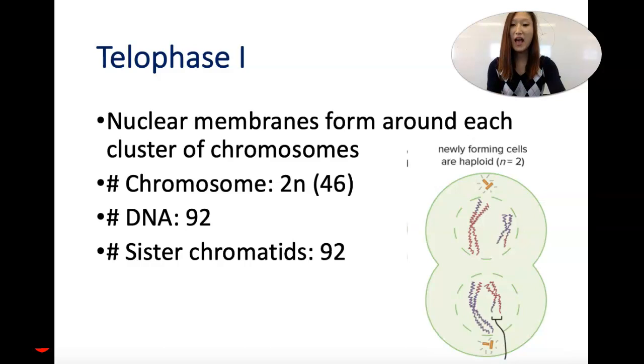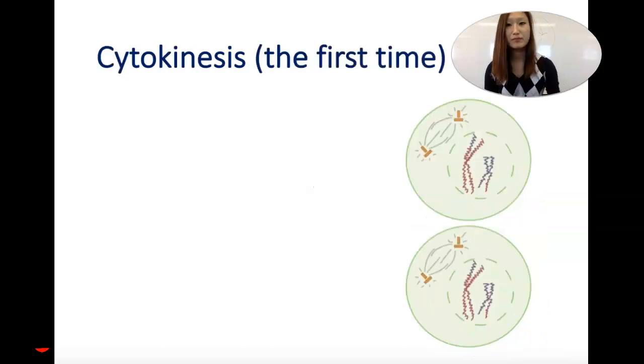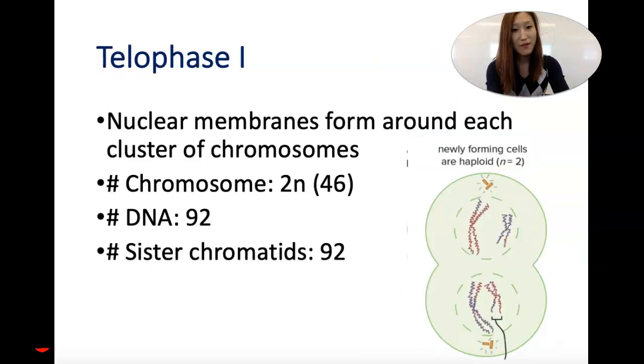Cytokinesis is when the cell divides, and that's when the numbers actually change during meiosis 1. So here's cytokinesis the first time, because there are 2 times of cytokinesis during meiosis. Cytokinesis the first time. If you compare this to the last picture, right, we have 1, 2, 3, 4 different chromosomes.